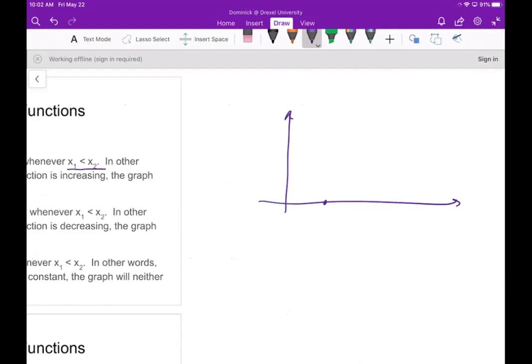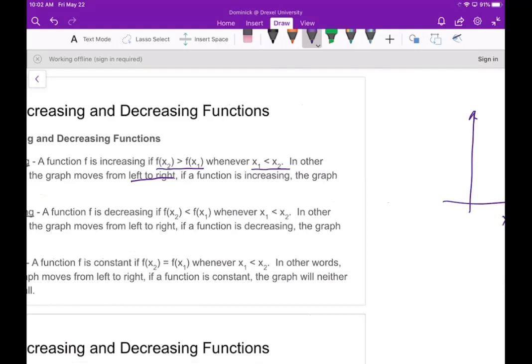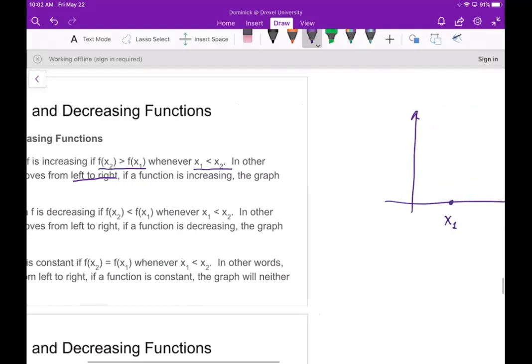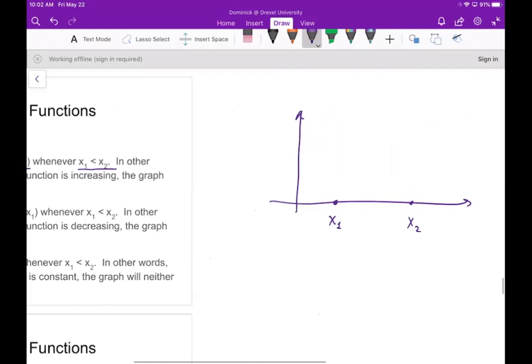We're saying that x1 is less than x2, so that was one thing in our definition. And now we're also saying that f of x2 is greater than f of x1, which just means that if I have some function, f of x1 is down here and f of x2 is up here. F of x2 is bigger. f of x2 is what I get when I plug in x2, and f of x1 is what I get when I plug in x1. So of course, if these were connected, we would see that that's an increasing function.